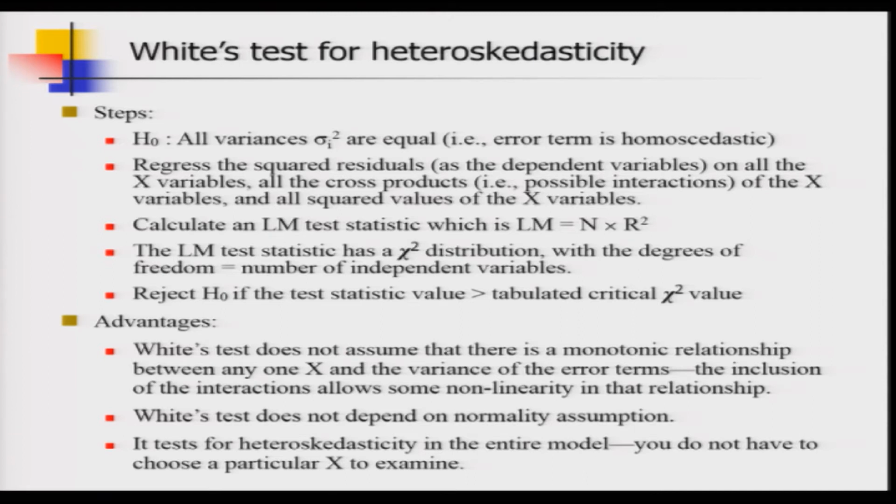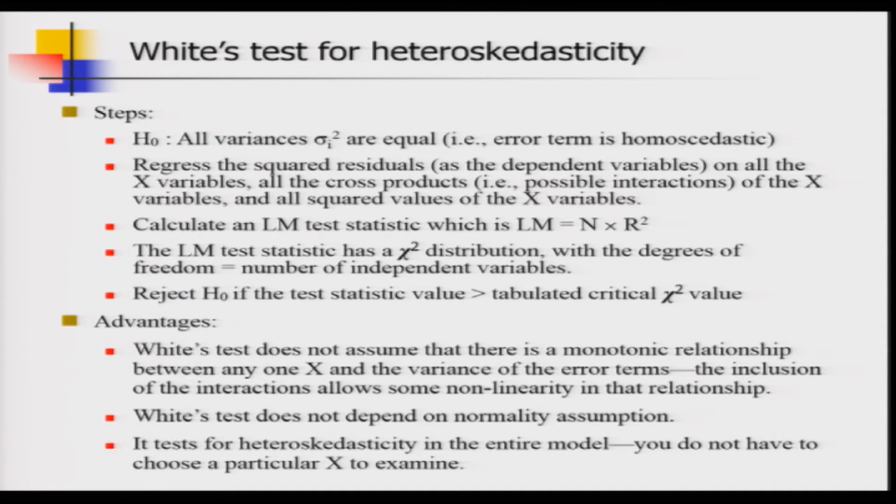Okay, so now we are going to discuss what is called White's test for heteroscedasticity. Here I am going to talk about the steps very quickly. You set a null hypothesis which says that the status quo is correct. The status quo says that the error term is homoscedastic.